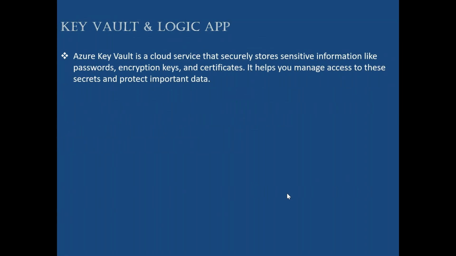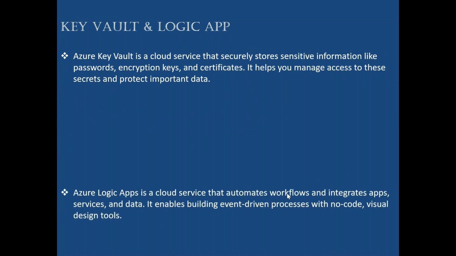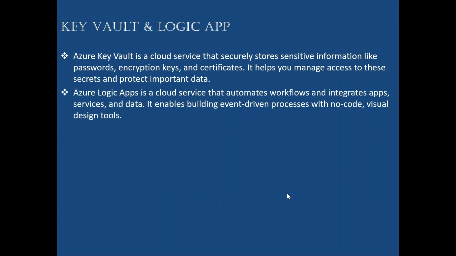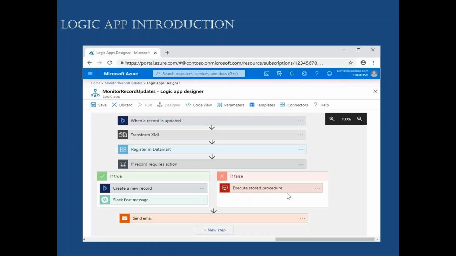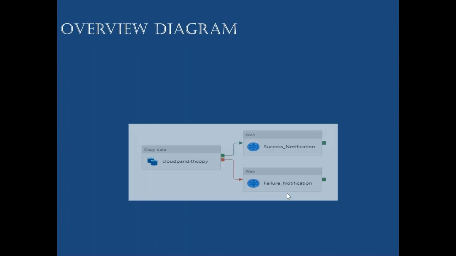Key Vault is a cloud service that securely stores sensitive information like passwords, encryption keys, and certificates. It helps you manage access to these secrets and protect important data. Azure Logic App is a cloud service that automates workflows and integrates app services and data. It enables building event-driven processing with no-code visual designing tools. Next, Logic App. This is how Logic App will look. We already used it with ADF.